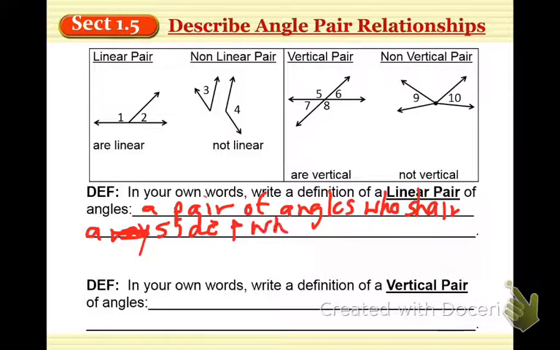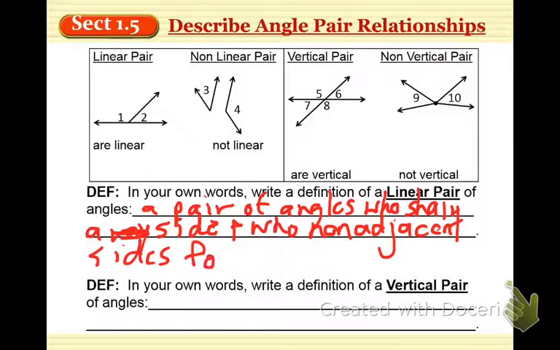Linear means line. A linear pair of angles make a line. They share a ray. This is the ray they share. And then their non-adjacent rays form the line. All right. Any questions there?